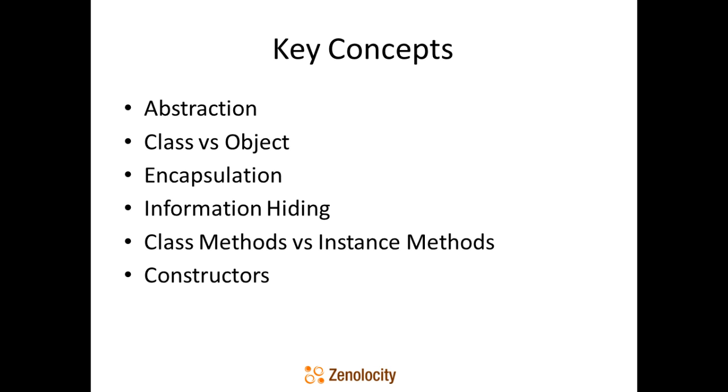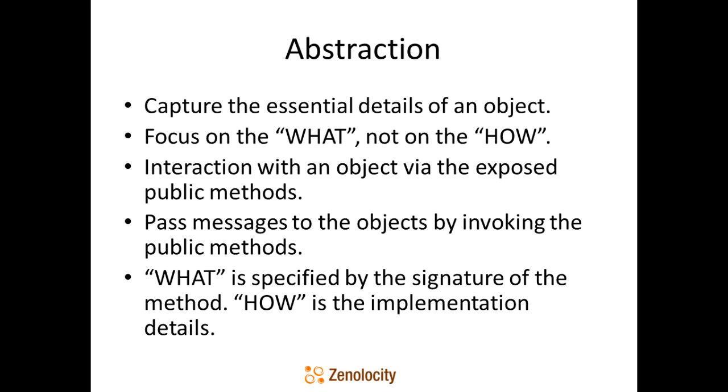So let's start with abstraction first. Abstraction basically captures the important details of an object. You basically focus on what the class does but not how it does it. Generally you interact with the object of a class via the exposed public methods. Invoking the public methods of a class is called passing messages to the objects.